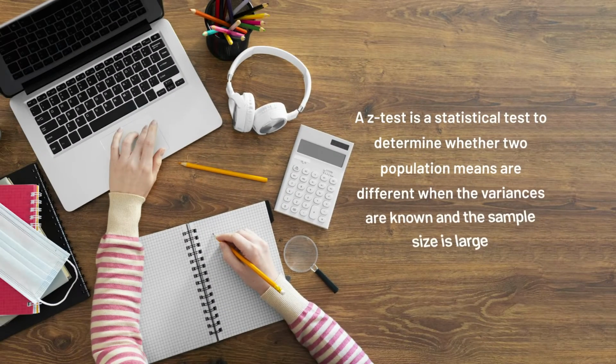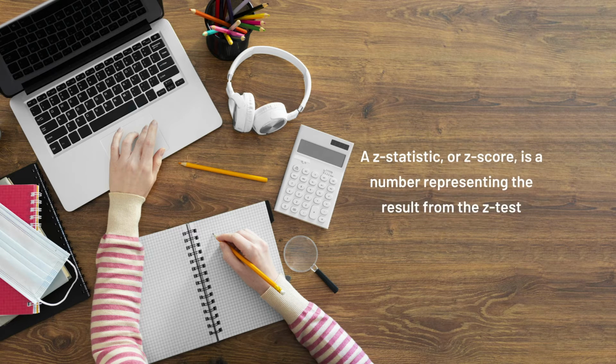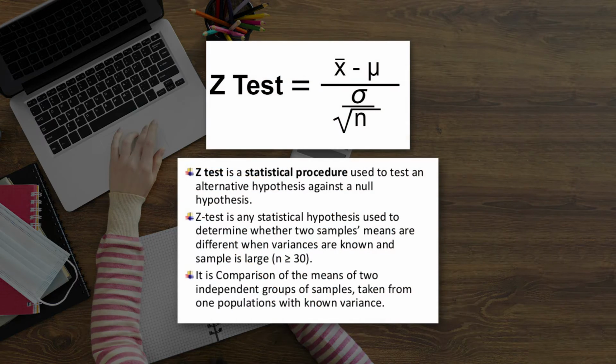A Z test is a statistical test to determine whether two population means are different when the variances are known and the sample size is large. It can be used to test hypotheses in which the Z test follows a normal distribution. A Z statistic or Z score is a number representing the result from the Z test. The Z test formula is x bar minus mu upon sigma upon square root of n. A Z test is a statistical procedure used to test an alternative hypothesis against a null hypothesis.